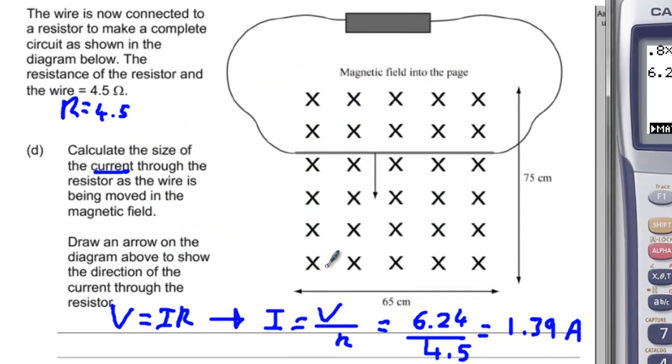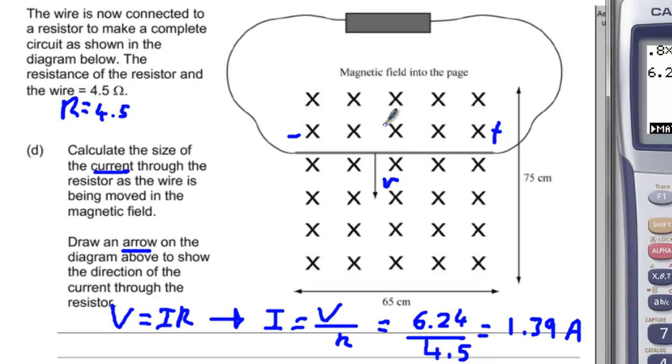Let's read the rest of the question. Draw an arrow on the diagram above to show the direction of the current through the resistor. Okay, this is where the right hand rule comes in again. We have a velocity which is going down the page. We have crosses, which mean that the magnetic field is going into the page. So our fingers go into the page. Our thumb goes down the page. And we get our positive charges here, our negative charges here.